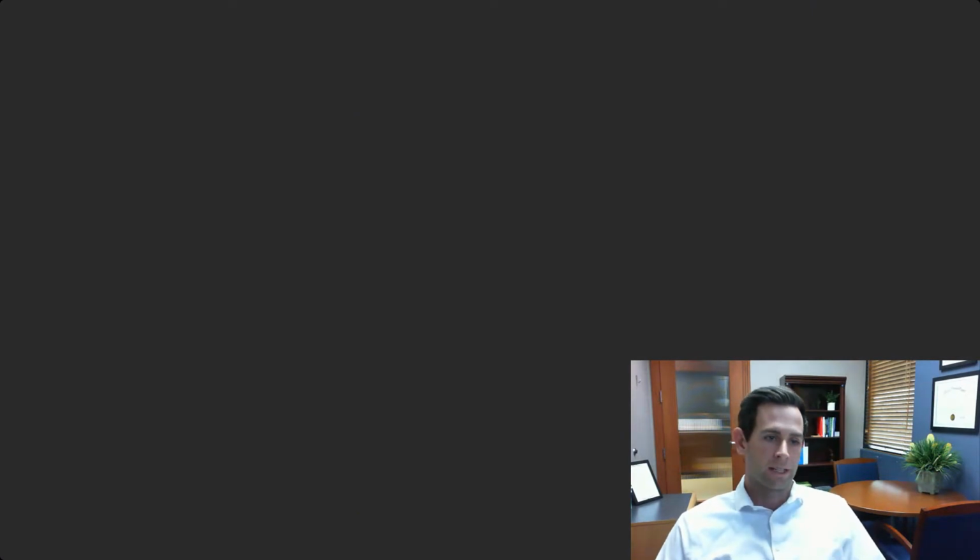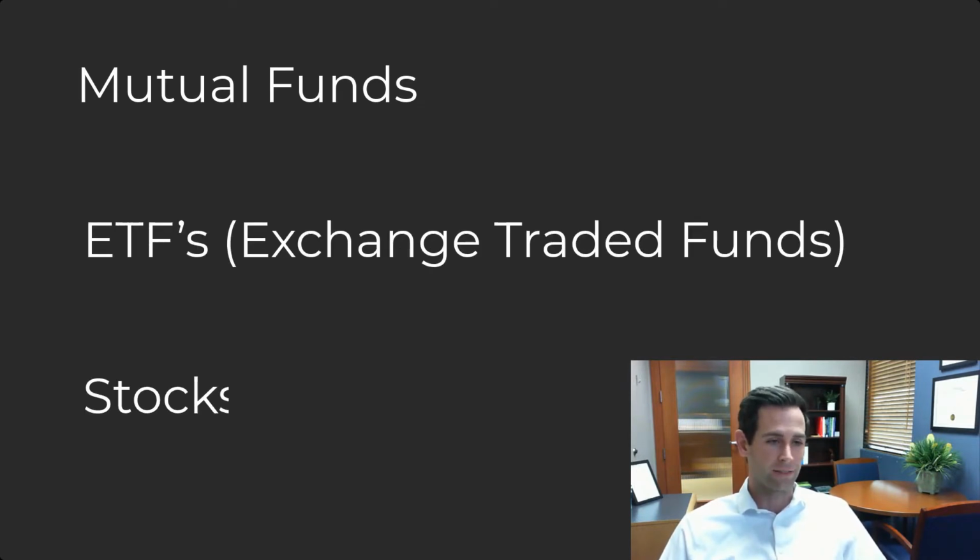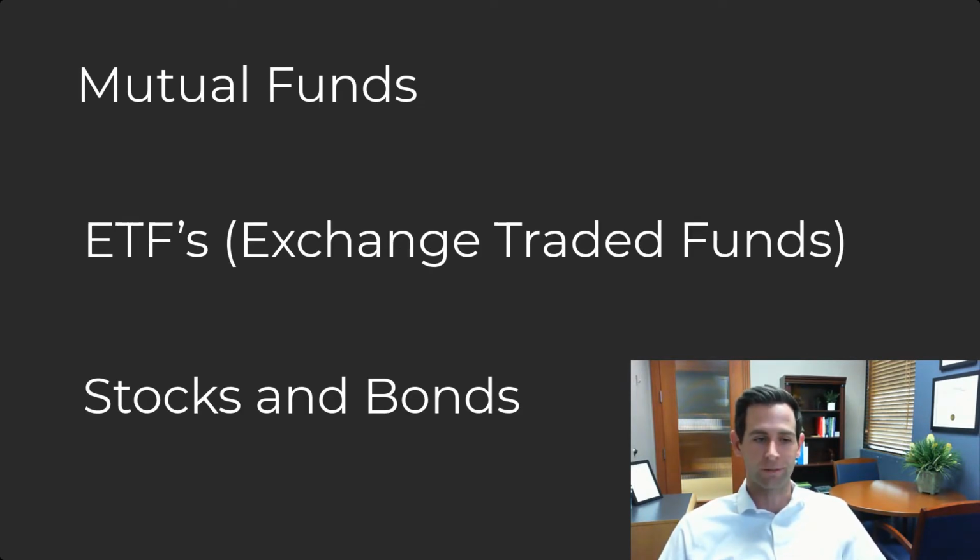This is part 3 in a series on asset allocation, and we're going to review different types of investments and why some might be better than others for your investment strategy. We're going to talk about types of mutual funds, ETFs, individual stocks and bonds, and different investment strategies. Let's start with mutual funds.